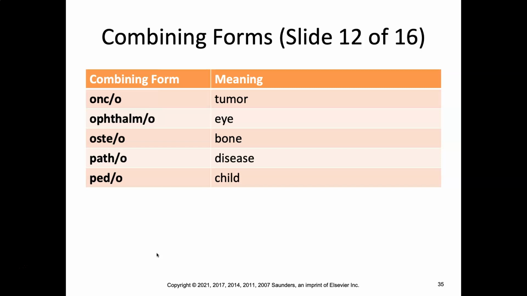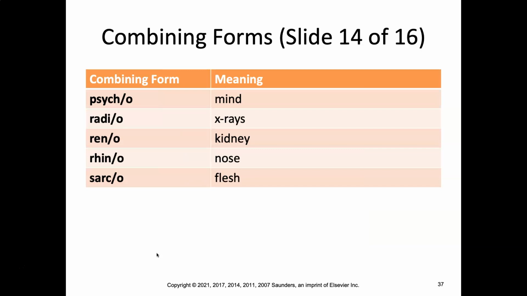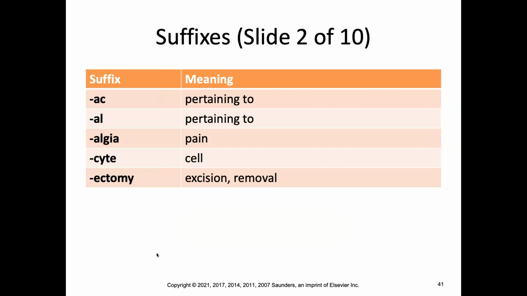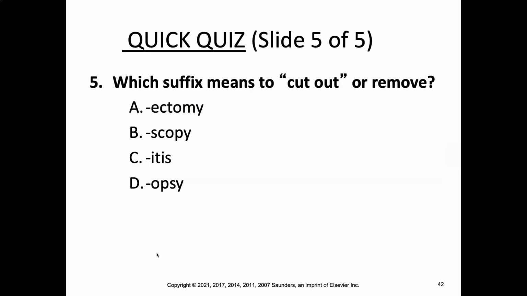Osteo, patho, pedo, psycho, radio, reno, rhino, sarco, secto, thrombo, uro. Now some suffixes. Ac and al both mean pertaining to, so watch out for that because when it comes to pertaining to, you may have as many as 10 or 12 different suffixes that mean that. Algia, cyte, ectomy. And it's going to ask you which suffix means to cut out or remove. Cut out or remove.